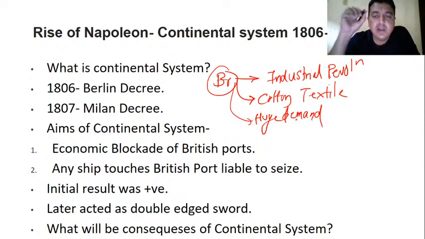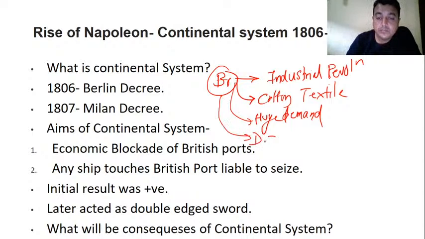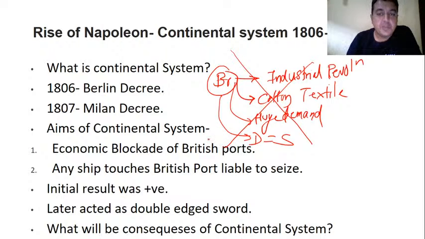And when demand is there, supply is always there. When huge demand is there, supply is also there. But when the Continental System launched, everything was ruined. Why? Because any ship touching a British port was liable to be seized. That means there will be no trade with Britain and no cotton textile for others.